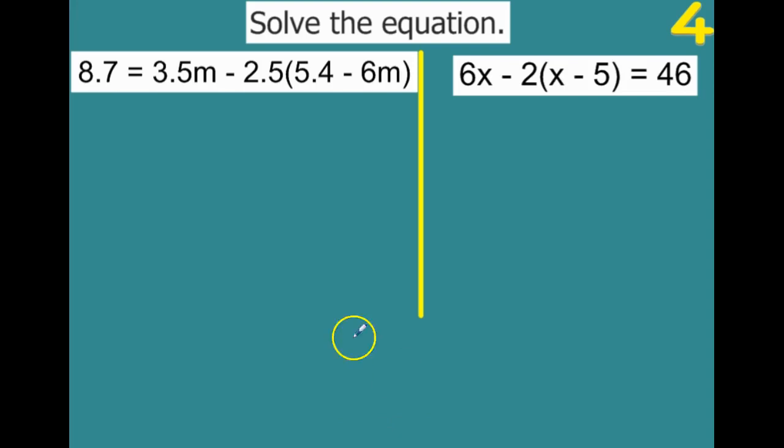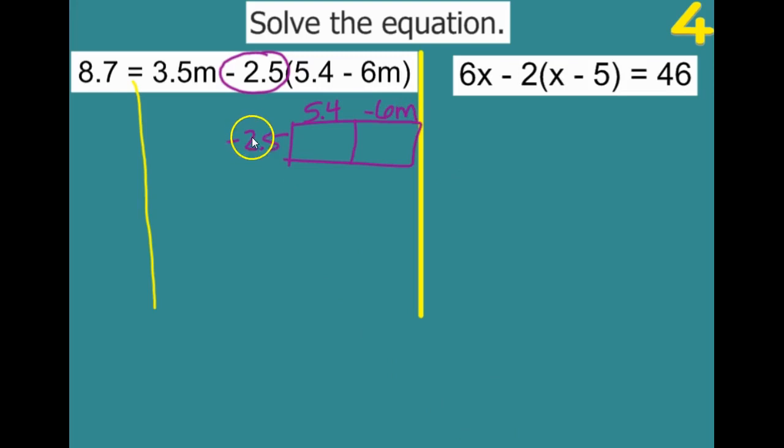Alright, let's do a couple more. First thing, we need to distribute or multiply over here. This isn't just a 2.5, it's a negative 2.5. And then we have 5.4 and negative 6m. So if we multiply, I know these are going to make a negative. 2.5 times 5.4 gives me 13.5. Here, two negatives multiply to make a positive. 2.5 times 6 gives me 15, and there's an m there.